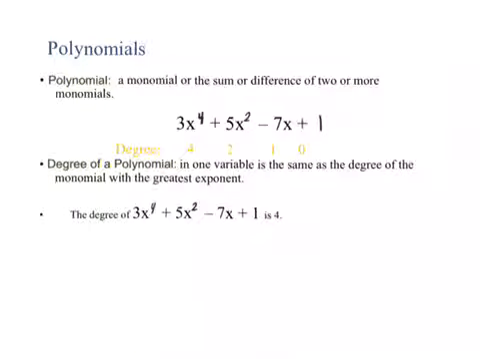As we introduced in the last slide, a polynomial is a monomial or binomial or trinomial or anything that's a monomial or larger that shows the sum or difference of terms. Now each term has a degree, and the degree is the sum of the exponents of the variables. Degree of 4, degree of 2, degree of 1, degree of 0. The degree of the whole polynomial is the same as the degree of the monomial with the greatest exponent. So of these, this 4 is the greatest exponent, so the degree of this polynomial is 4.